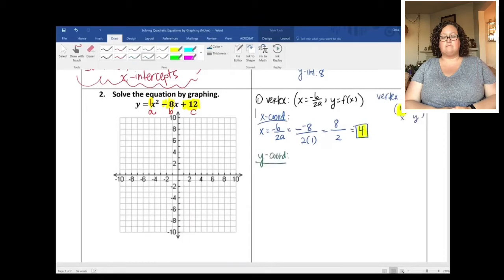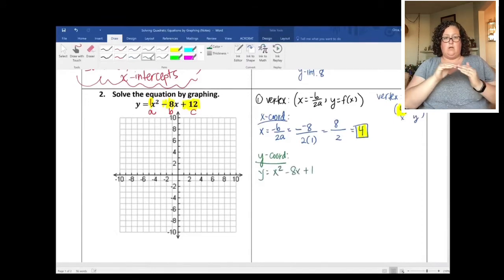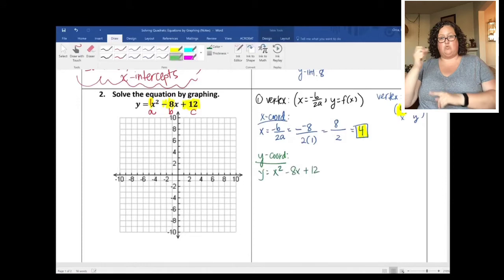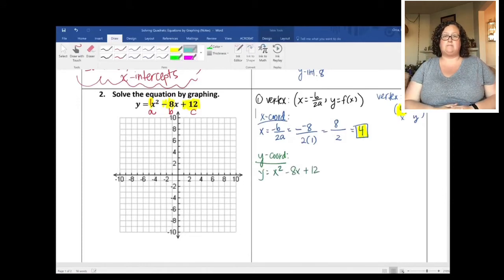For the y coordinate, take x equals 4 and plug it into your equation. Y equals x squared minus 8x plus 12. Replace the x's with 4. So that's 4 squared minus 8 times 4 plus 12.